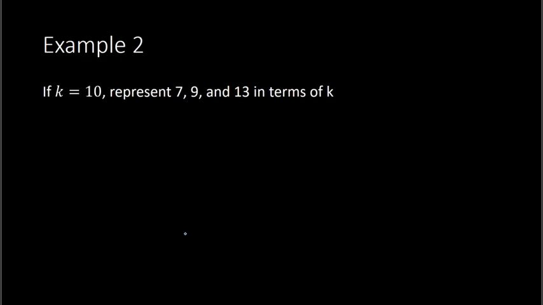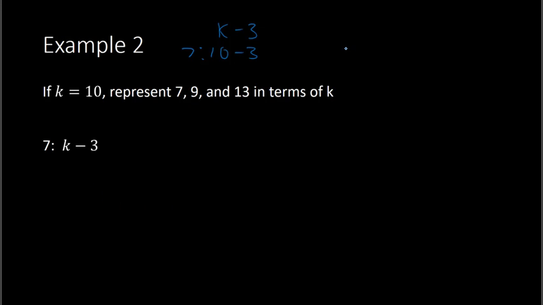Example 2. We are told that k equals 10, and we are to represent 7, 9, and 13 in terms of k. Well, for 7, we know 10 minus 3 equals 7, right? We also know that 10 is k. We're told to write in terms of k, not 10. So instead of 10 minus 3, we want to write this as k minus 3. That's my expression for the number 7.